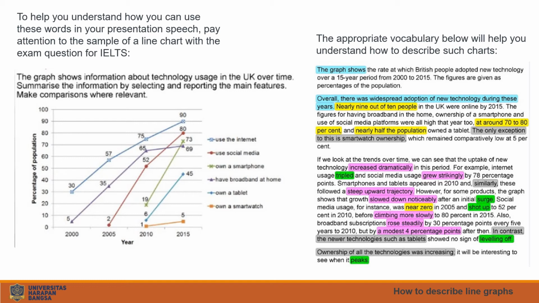Social media usage, for instance, was near zero in 2005 and shot up to 52% in 2010, before climbing more slowly to 80% in 2015. Also, broadband subscriptions rose steadily by 30 percentage points every 5 years to 2010, but by a modest 4 percentage points after then. In contrast, the newer technologies such as tablets showed no sign of leveling off. Ownership of all the technologies was increasing. It will be interesting to see when it peaks.